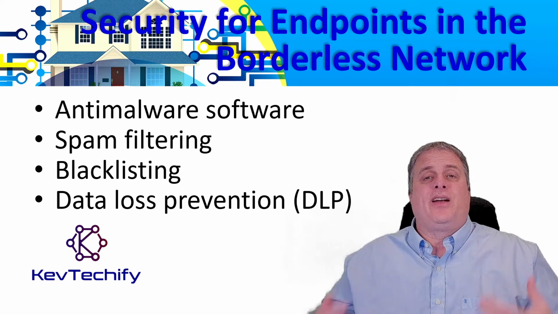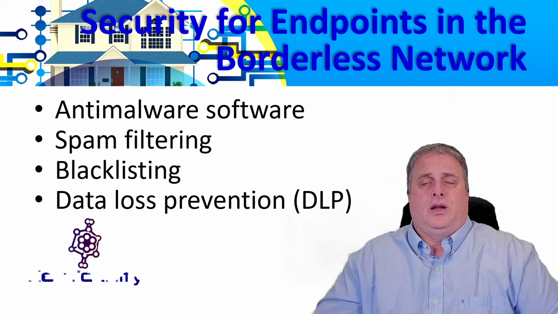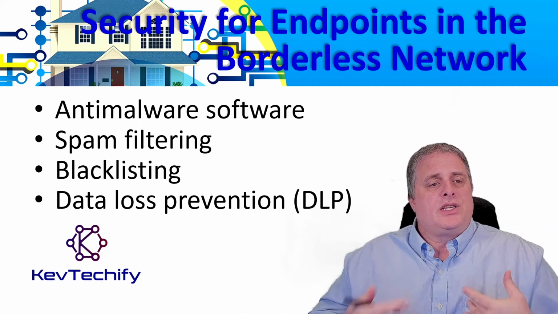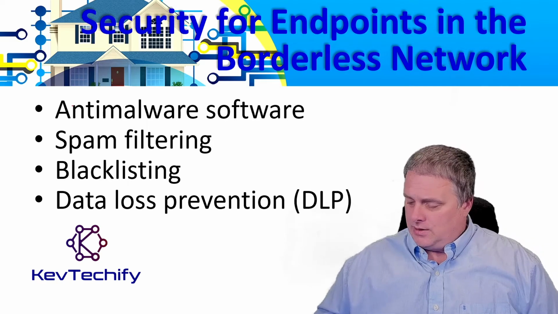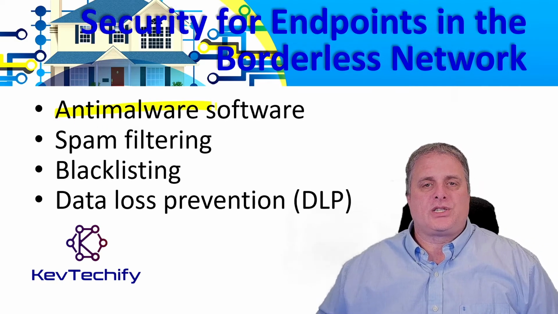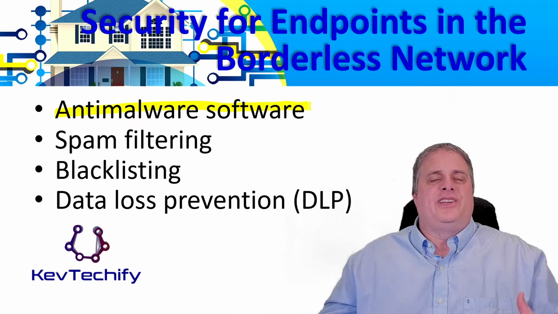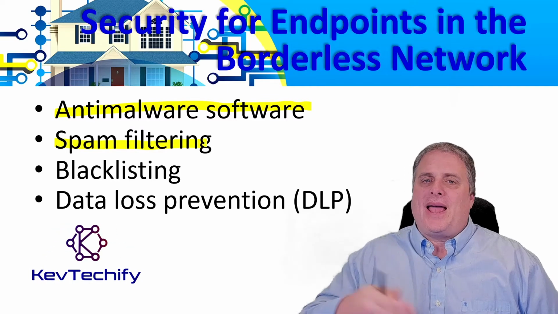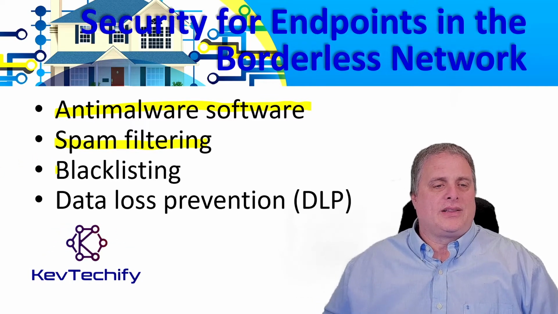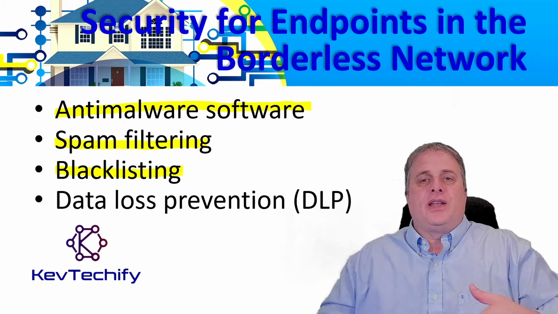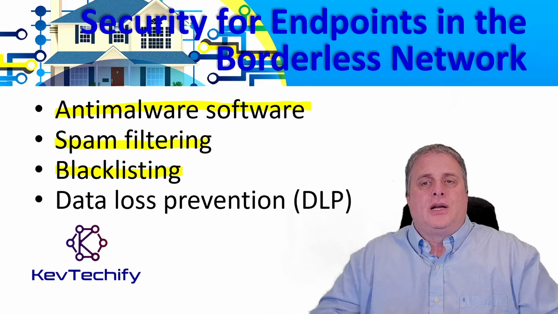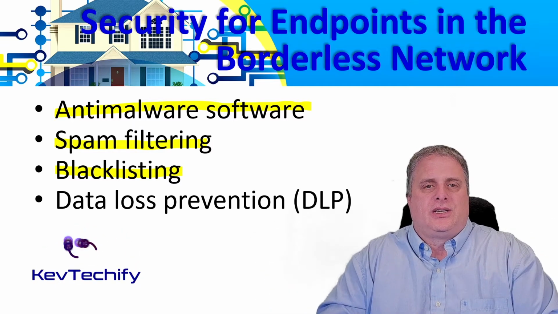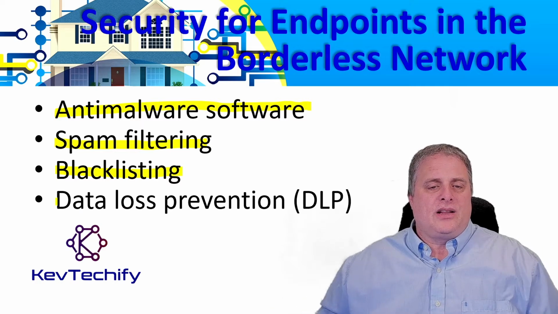Organizations must also protect their endpoints from new threats, and they have to provide these new levels of protection. Some of the things that organizations must do here is provide anti-malware software, and that's going to stop malware from getting to the endpoints. Spam filtering is stopping that bad email from coming in. We have blacklisting. This prevents endpoints from connecting to websites with bad reputations by immediately blocking connections based on that latest reputation intelligence. And then last, we have data loss prevention.